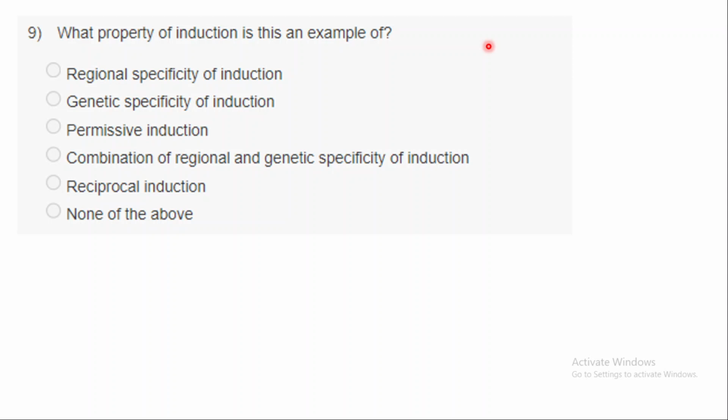Ajay is answering option 4, combination of regional and genetic specificity. Okay. Sakshi and Simontini, we are reaching towards the end of this problem session. Question number 9 and 10, and we are done. So I would encourage all of you to answer. Simontini and Sakshi, Sakshi has been answering. Do not feel shy.